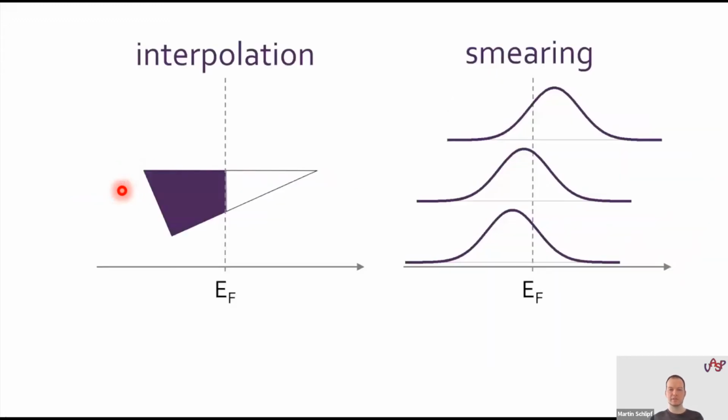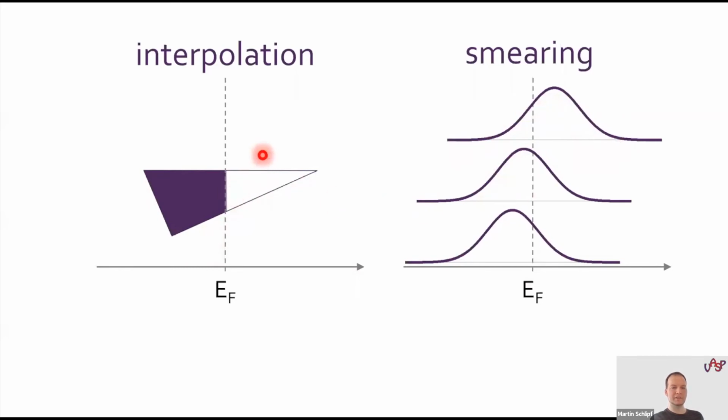Okay, let's compare these two different approaches on one slide. I already mentioned that in this interpolation method, you only occupy what's actually below the Fermi energy and nothing above. Whereas in the smearing method, you can imagine if you had the same 3 K-points, you would also occupy all the other ones a bit. So it really depends a bit on your width.